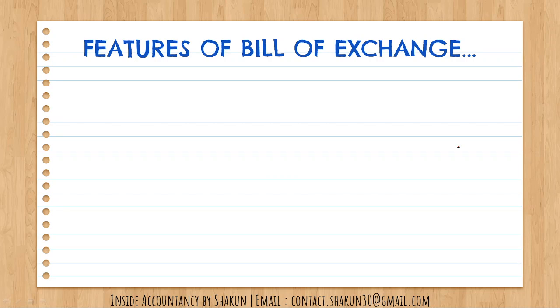Now let's talk about the features of bills of exchange on the basis of the definition that we just studied. So first feature is that a bill of exchange is a written order. It is a legal document. It is made by the drawer, the person who is selling the goods, and it is an order made to the person who is purchasing the good or the person who has to make the payment. So it is a written order.